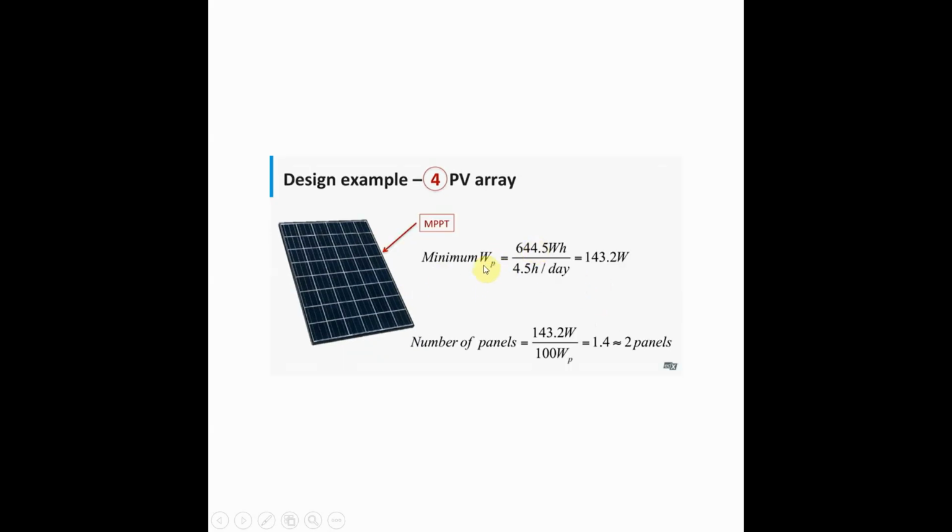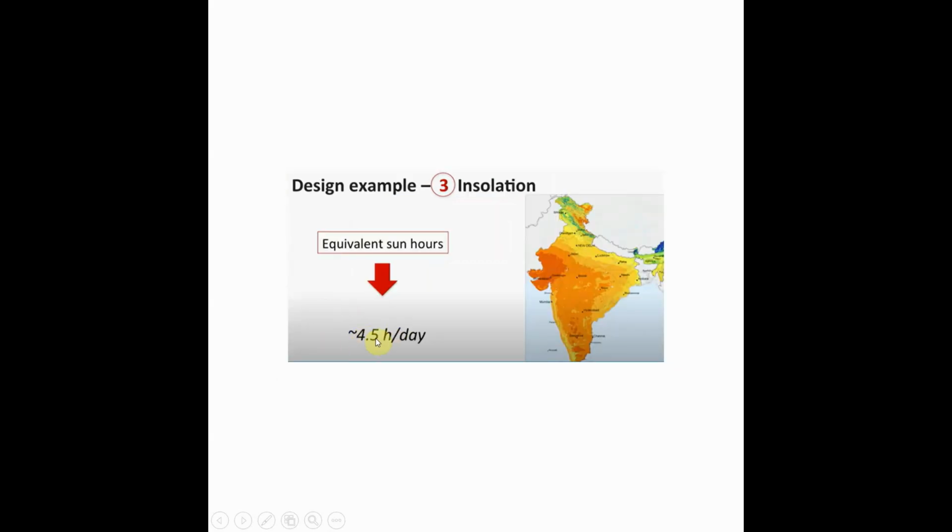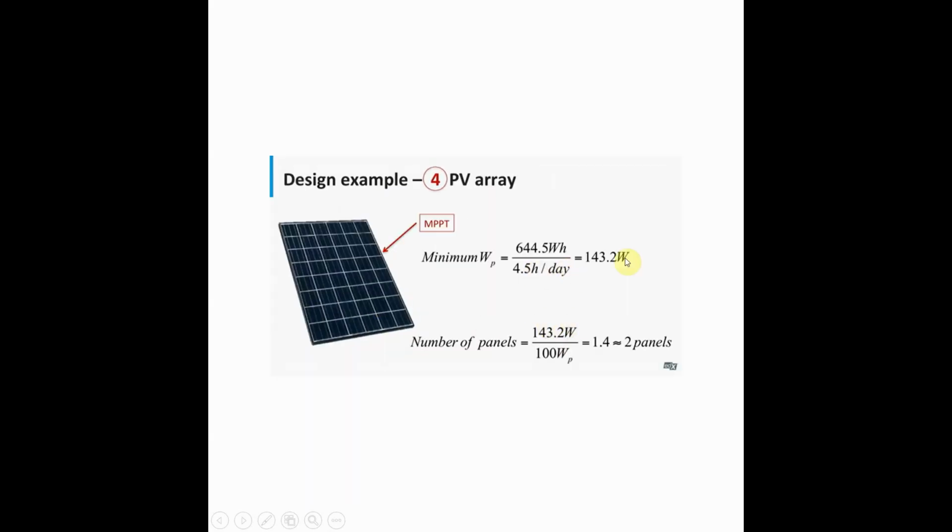So what will be the minimum wattage? 644.5 divided by 4.5. 644.5 actually this one, and you will divide this one by this hours, the available hours. So you will get 143.2 watt. It means my minimum wattage we need from the panel is this one.